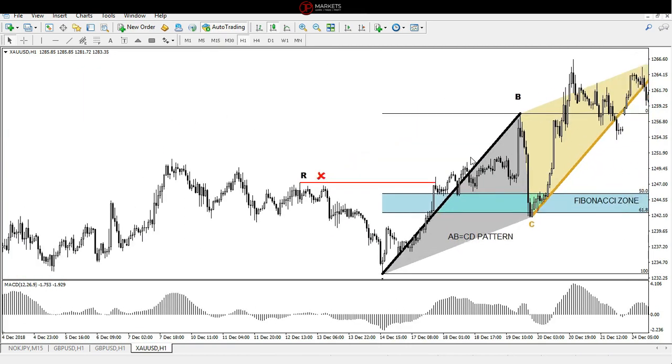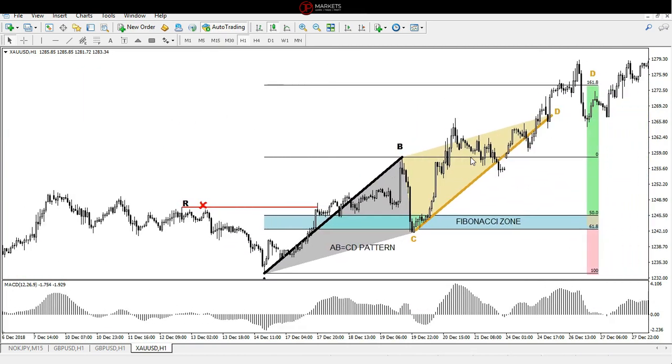I love trading, guys. All right, so up next on the list is what we call the AB equals CD pattern. All right, and I've merged it here with the Fibonacci. This is called Fib zone trading together with the AB equals CD pattern.